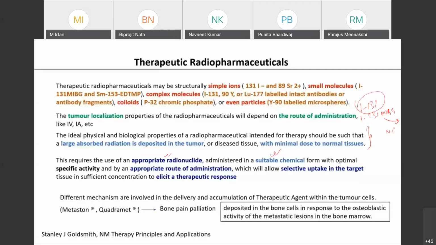And there are different ways by which therapeutic radiopharmaceuticals get localized in the tumor. For example, Metastron or Quadramet, which we use for bone pain palliation therapy. These are deposited on the bone cells in response to the osteoblastic activity, which is increased in the metastatic lesion in the bone.